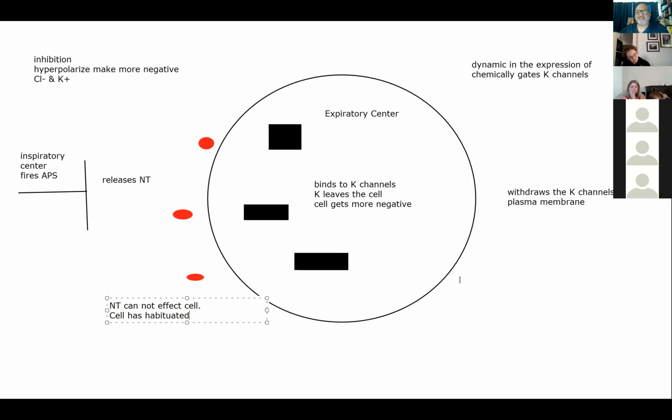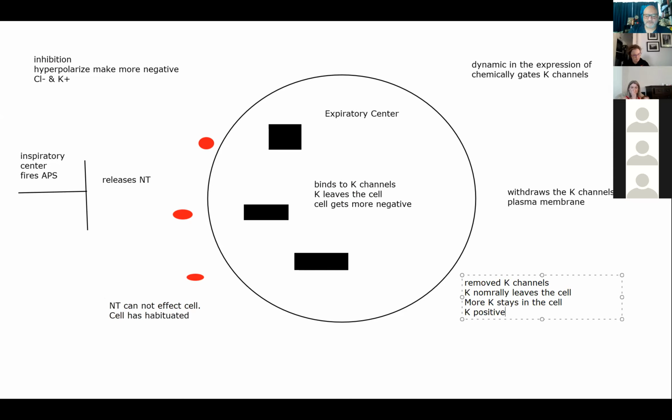But notice what this cell did. This cell removed potassium channels. Potassium normally leaves the cell. But if I get rid of those channels, more potassium stays in the cell. And of course, potassium is a positive ion. So if more positive ions stay in the cell, what happens to the cell? The cell gets more positive.